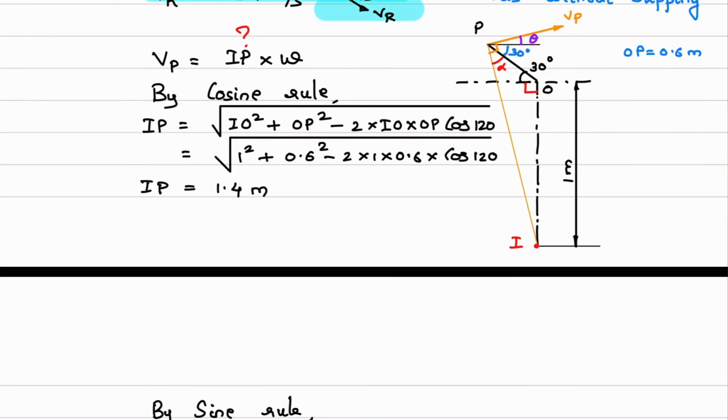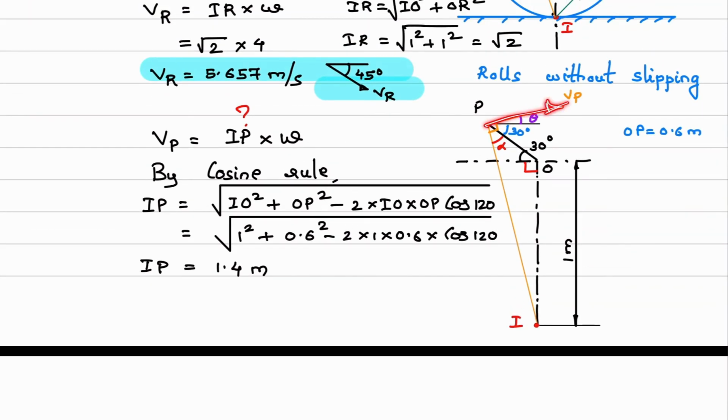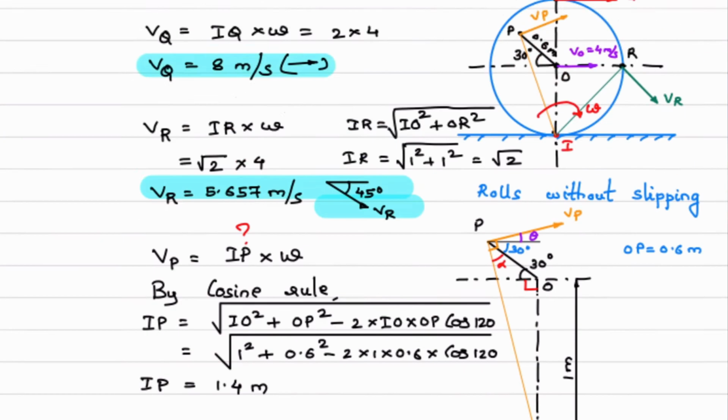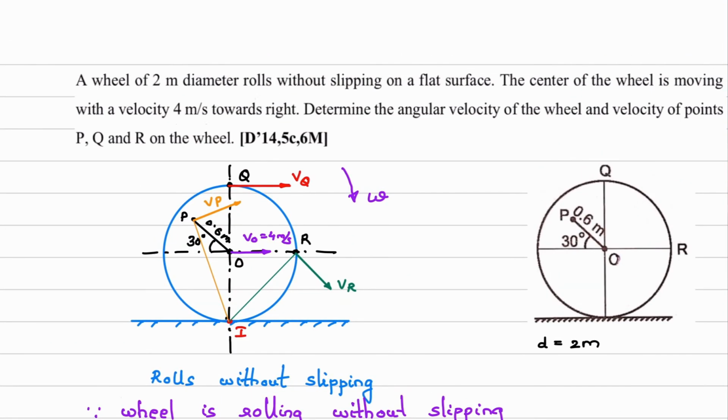Now again understand the direction of Vp. Since omega is clockwise, keep your thumb at I, keep your index finger at P, and rotate your index finger in clockwise direction. From there we can understand that Vp is in this direction. So we'll go through the question again. What is given in the question? A wheel of 2 meter diameter rolls without slipping. That is why ICR is at this contact surface. The center of the wheel is moving with a velocity of 4 meter per second towards right.